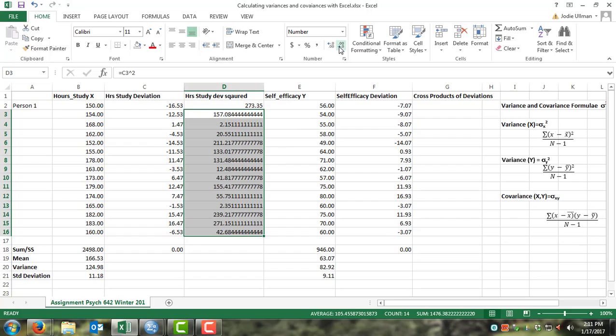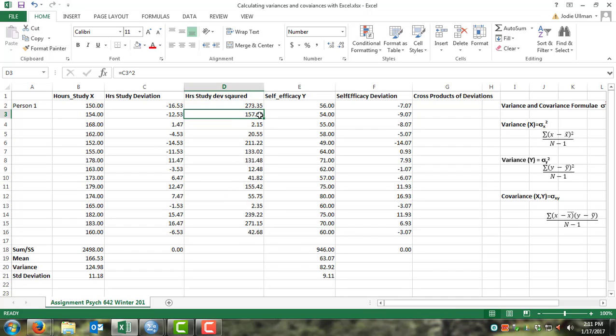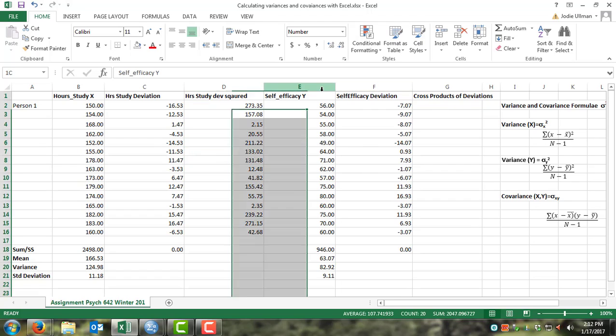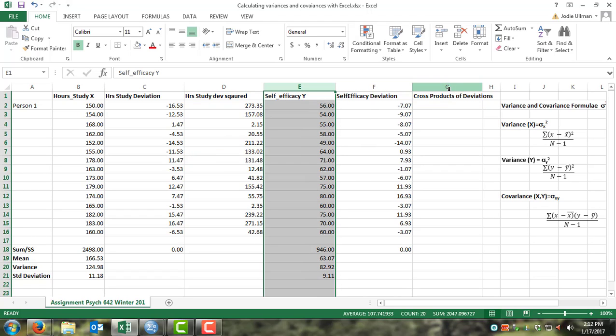So we can reduce the decimal to something that looks less nutty. Excel will use all of the points past the decimal, but this is just a little easier to view visually. And let's make sure we've got this down. I always check 1 or 2 just to make sure it's doing what I want. And then again, let's go over here. We've got self-efficacy. We've got the deviation.